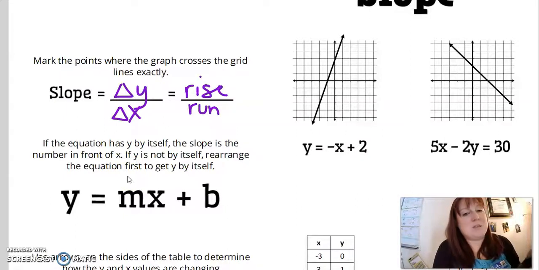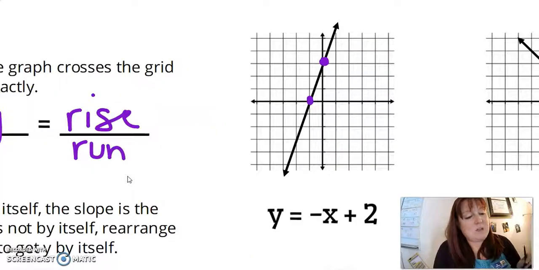So when you have a graph, you can literally just count the slope. Because it's a line, you can pick any two points because it has a constant slope. So let's pick this point here, and let's pick that point there. It honestly doesn't matter which one we pick. And then we check the rise, 1, 2, 3, and the run is 1. So our slope is 3/1.